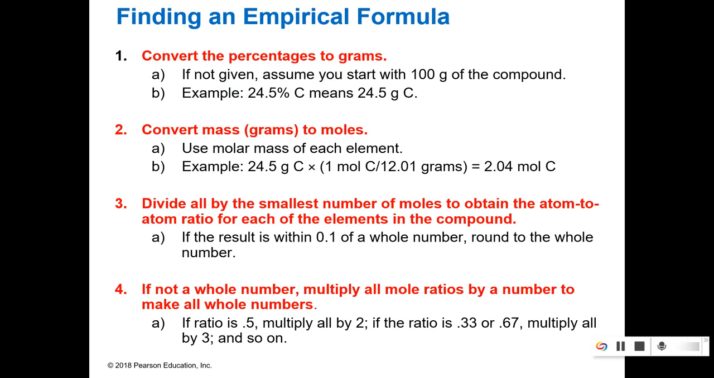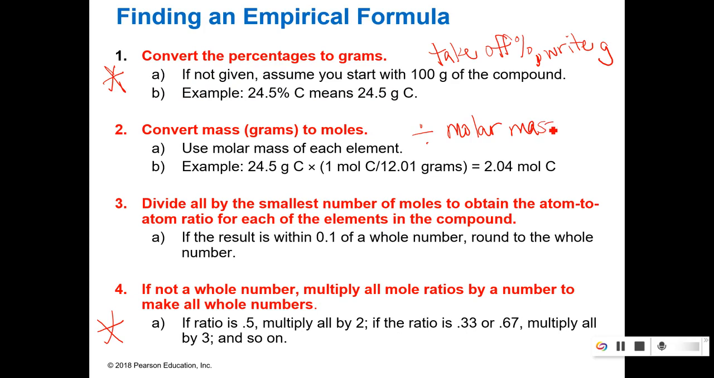And these are the steps. First, you're going to convert the percentages to the grams. And it's basically you just take off percent, and then you're going to write grams in the place of the percent. So here's the example, 24.5% carbon is 24.5 grams of carbon. This one is an if needed situation. So is number 4. Grams to moles, so you're going to divide by molar mass of element. Because empirical formulas are per element.